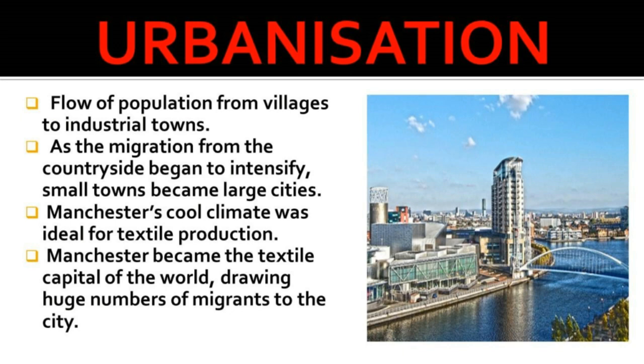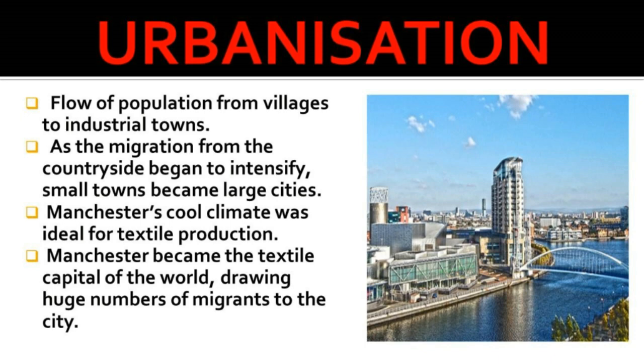Urbanization. With the advent of the Industrial Revolution, England became the workshop of the world. There was a general decline in agriculture. This resulted in the flow of population from villages to industrial towns. Population growth, migration, and urbanization were the major social changes taking place during this period.